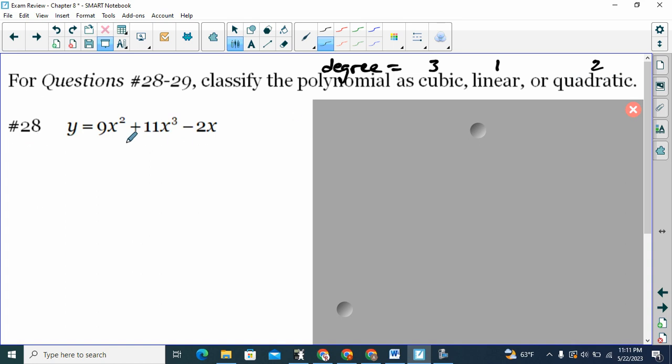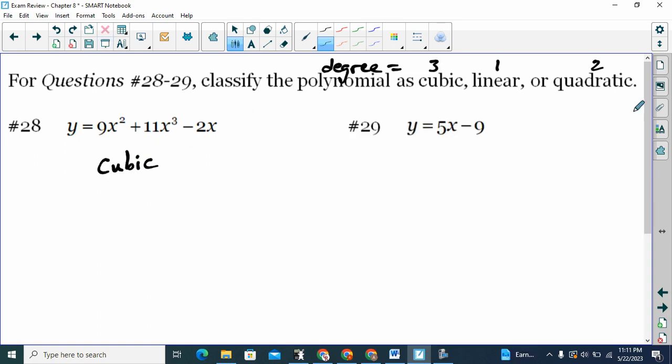So number 28, we actually already found the degree of this one. We said the degree is 3, therefore it is a cubic polynomial. Number 29, we said the degree was 1. If the degree is 1, it is called linear.